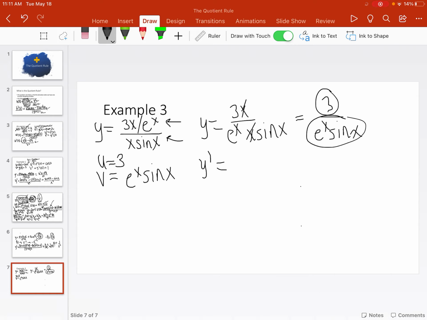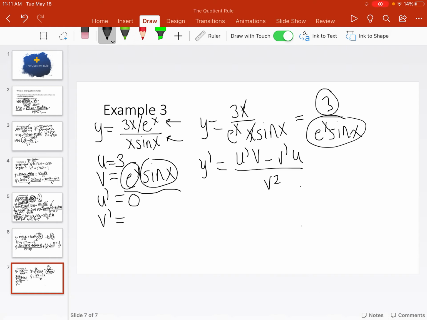Let's write it out. So we got y prime is equal to u prime v minus v prime u, all over v squared. So what's u prime? Well, u prime is 0. What's v prime? Now we've run into something a little different here. To find v prime, we have to use the product rule, because we have a function multiplied by another function, and we want to find the derivative of this.